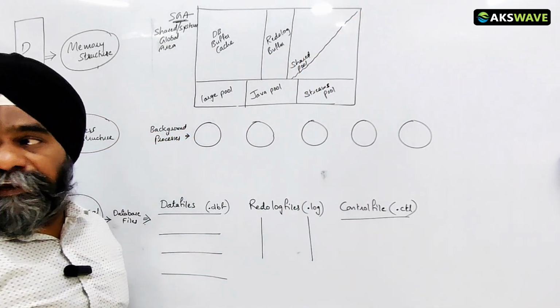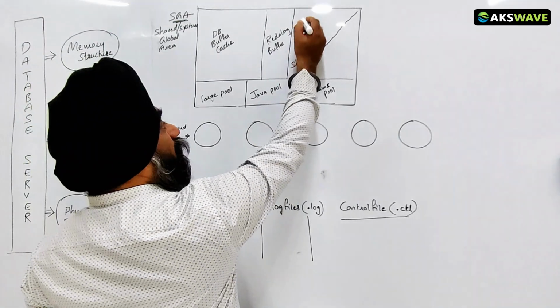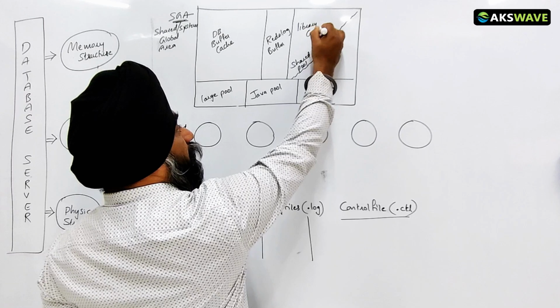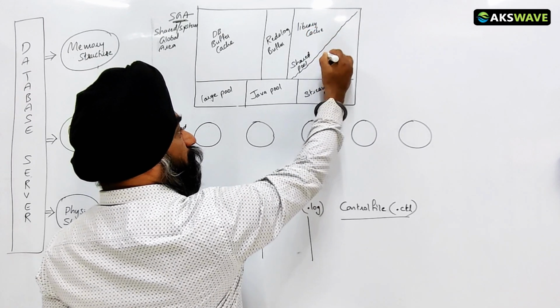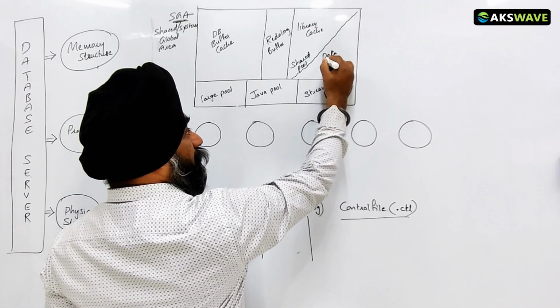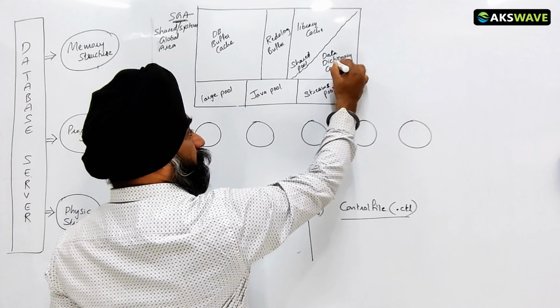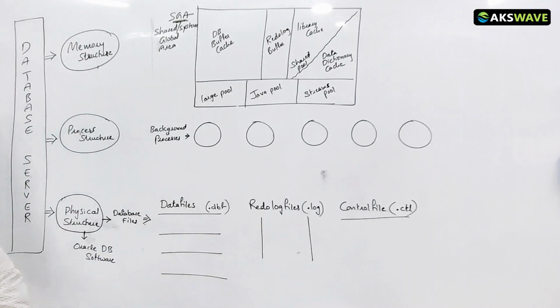Now, shared pool is again divided into 2. Shared pool is internally divided into 2. One is called the library cache. Another one is the data dictionary cache. Shared pool is mainly divided into 2. One is the library cache, another is the data dictionary cache.